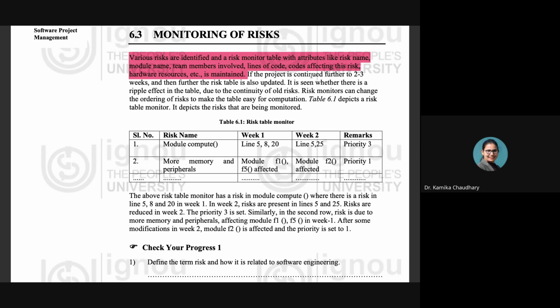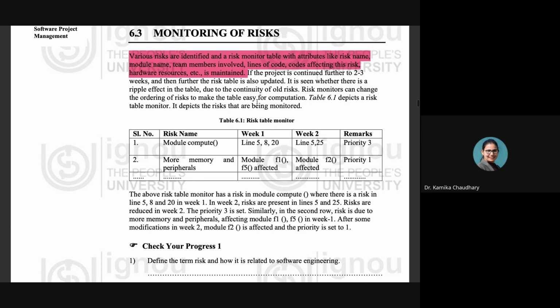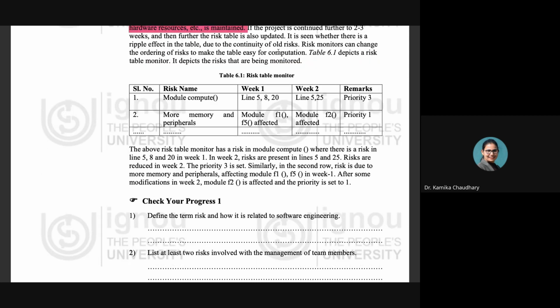So if the project continues further to 2 to 3 weeks, the risk table is also updated, right? You just see the risk, right? Then after that, risks are eradicated, and according to the situation, the risk table keeps on updating. Now, this is how risk table 6.1, the risk table monitor, is depicted by this table. It depicts the risks that are being monitored.